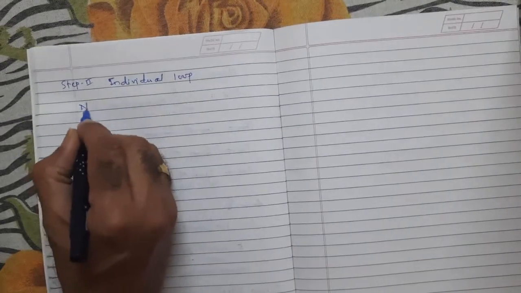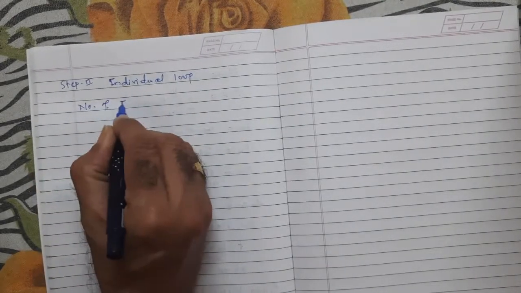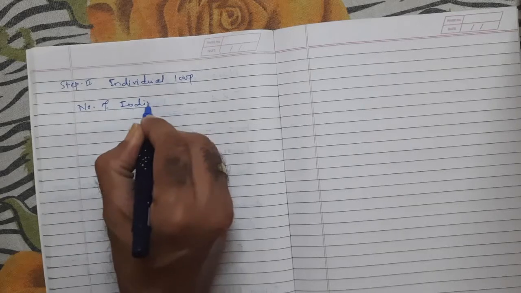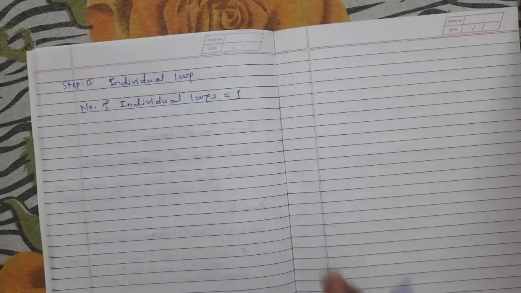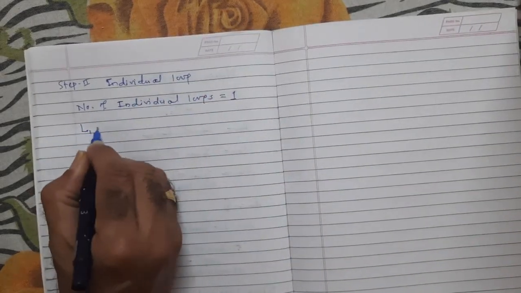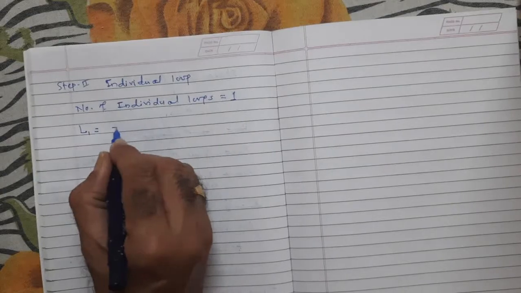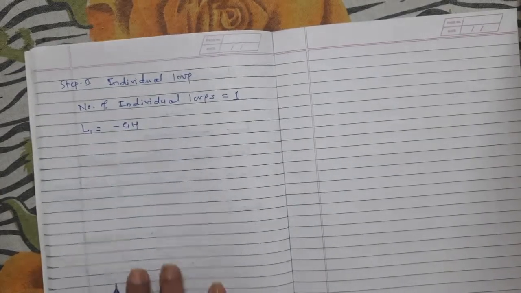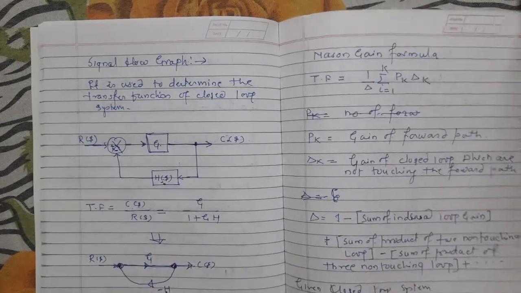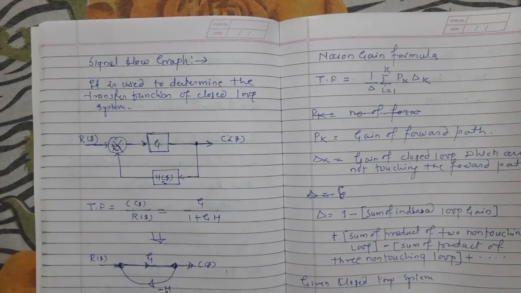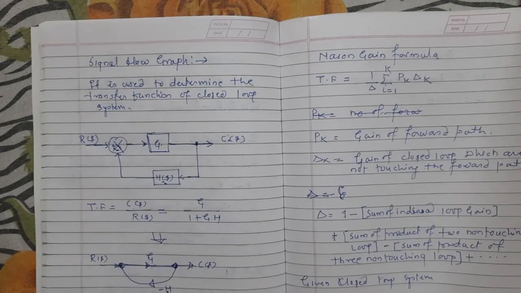The number of individual loops is equal to 1. Let's denote it by L1. So L1 equals minus G into H. This is the gain of the loop. There is only one loop in the system.